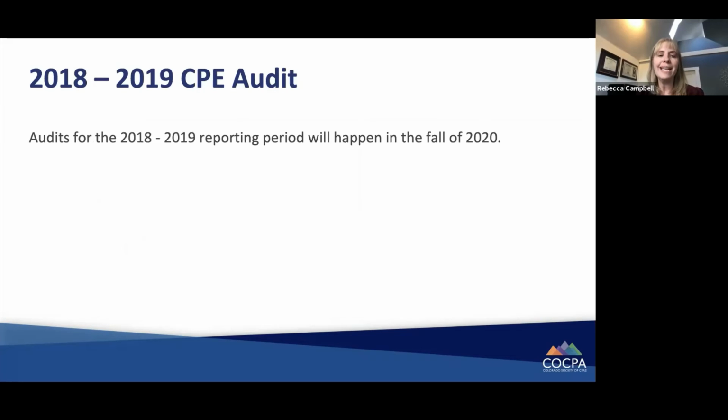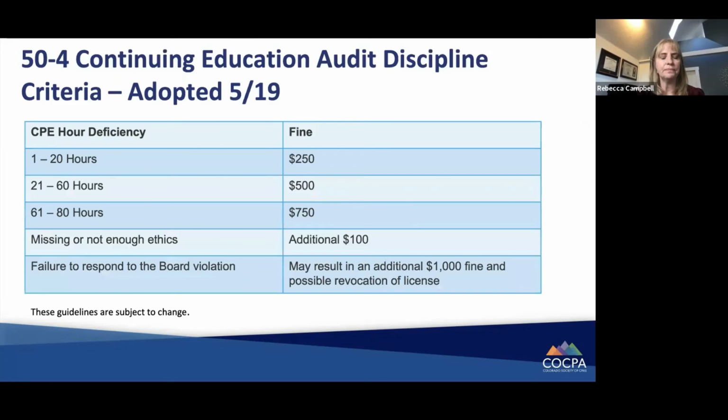Audits for 2018-19: the State Board of Accountancy said earlier in the spring it would happen in the fall of 2020. I was at a meeting and they have not sent out the audit letters yet. I think it has to do with all the things that we're dealing with in the pandemic. So there is an audit coming. I just don't know when you'll get the notices.